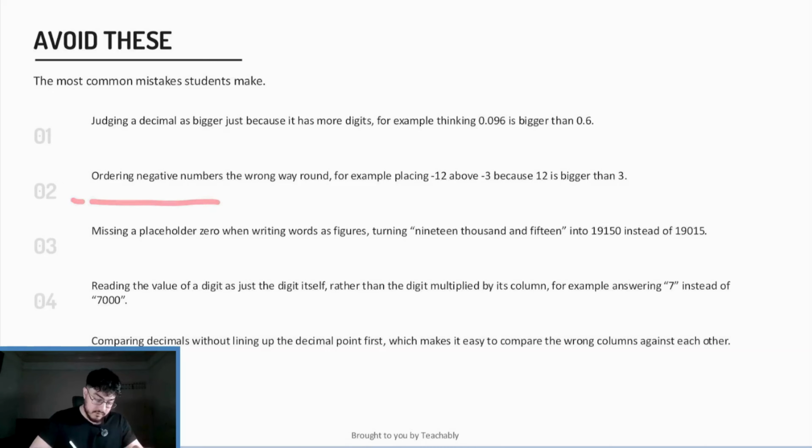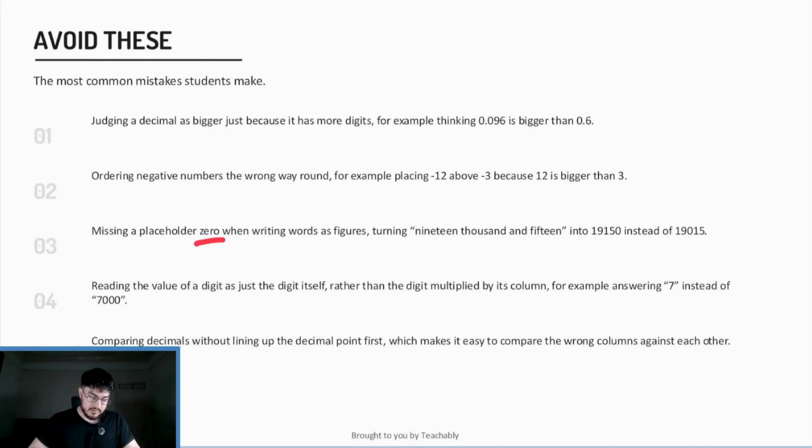Ordering negative numbers the wrong way around, for example, placing -12 above -3, just because we know intuitively that 12 is bigger than 3. Remember, draw a number line. Draw a number line if this is a big problem of yours, because I can say from my own anecdotal experience, when I was struggling with negative numbers, I drew number lines. I drew number lines until it made sense to me. So use that.